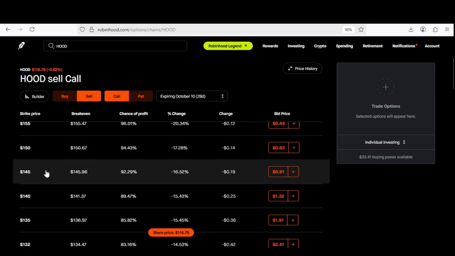The $145 strike price gives me a chance of profit of 92%, and I will be paid. The amount I'm going to be paid is going to be $83. So by having this LEAPS option in my portfolio, I'm now able to make around $83 on a monthly basis. Remember, it's not going to be exact every single month, but that's just a good number to go by.